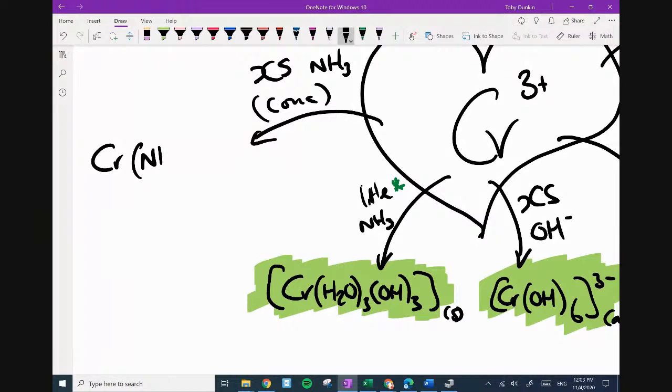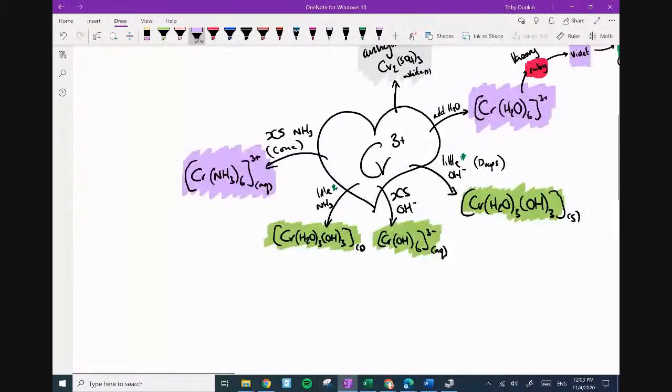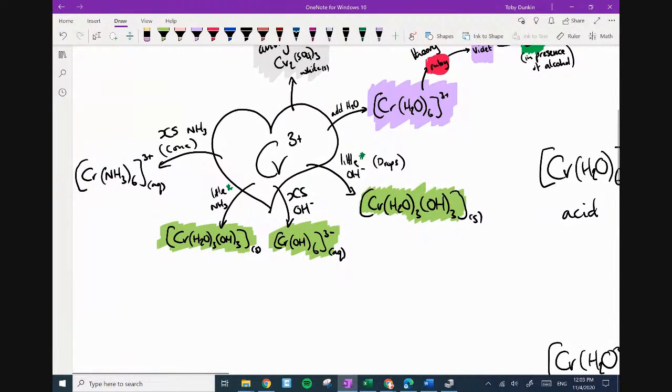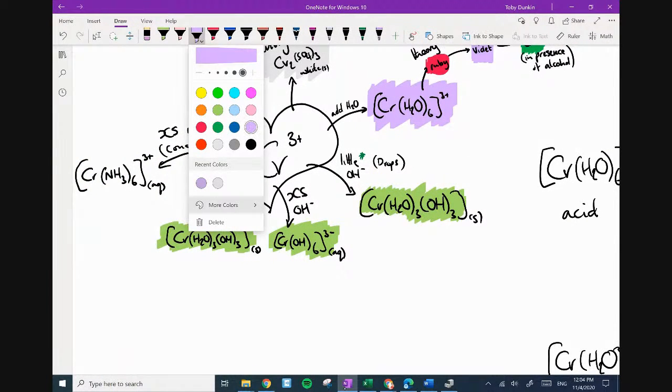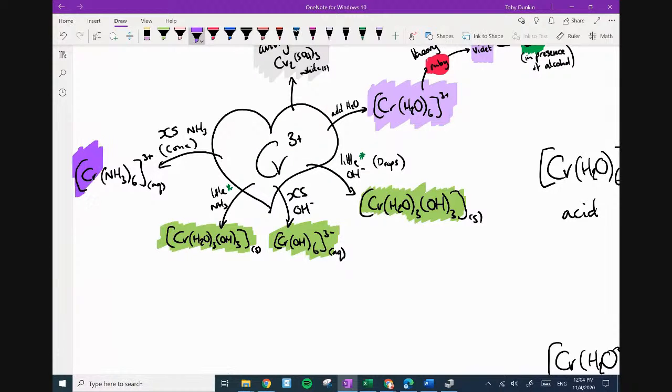Cr, NH3, ammonia, so this is the hexaammine, with a double M for ammonia, 3+. We know it's a 3+ because ammonia is neutral. Now that one, of course, has a charge, so it's aqueous. And now we see purple. It's darker than the original purple, just so you know. It's genuinely a darker purple. The purple's more like that.